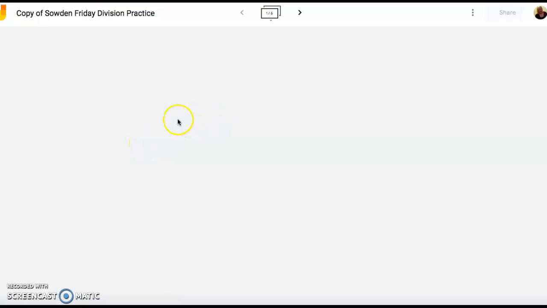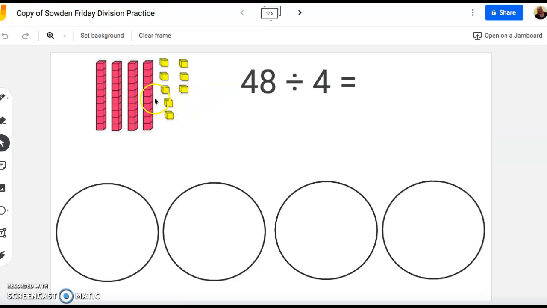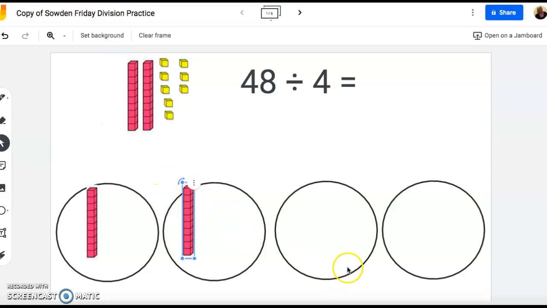And this one we're actually going to be using base 10 blocks to help us solve the problem. So I'm just going to show you how to do each one of them. This first one, you're going to divide the base 10 blocks up. 48 divided by 4, you're going to divide the base 10 blocks up into 4 equal groups. So thinking about it, you can start out by moving one here, and so on, until you have the equal amount in each one.